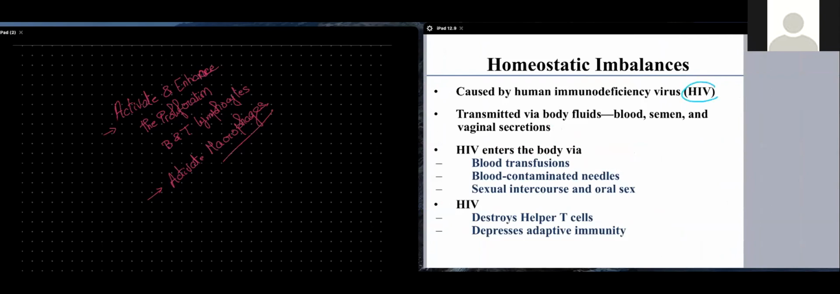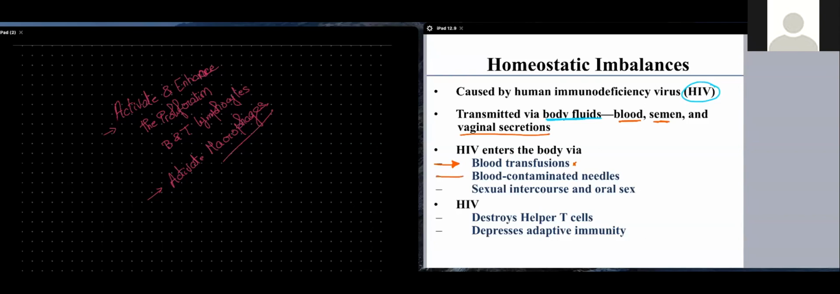HIV is the virus that causes the acquired immunodeficiency syndrome. It is going to be transmitted through the body fluids. This includes blood, semen, and vaginal secretions. So HIV enters the body either through blood transfusions, which is very unlikely now because all blood given to patients needs to be checked for infectious diseases, including HIV. So this is not a problem anymore in most of the cases.